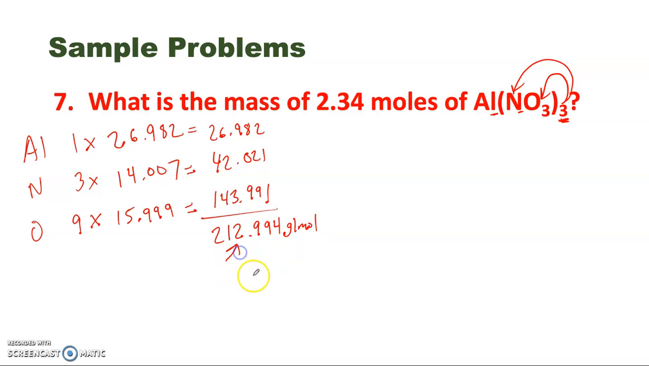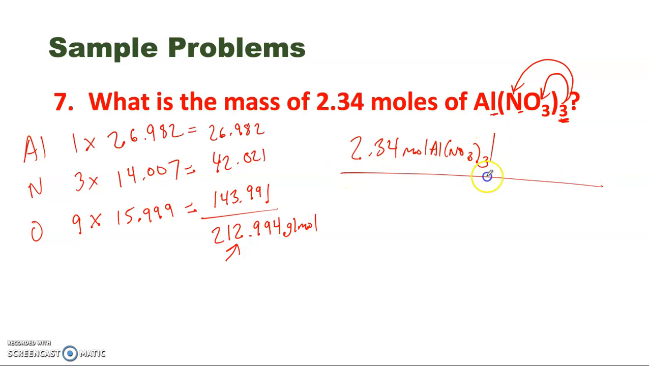When you're doing molar mass, don't worry about sig figs. Don't worry about sig figs for this number. That doesn't matter. What I do want to see though is 2.34 moles of Al(NO3)3. I want you to worry about sig figs when you solve this final step now. Now you bring moles Al(NO3)3, and then we want to go to grams of Al(NO3)3.